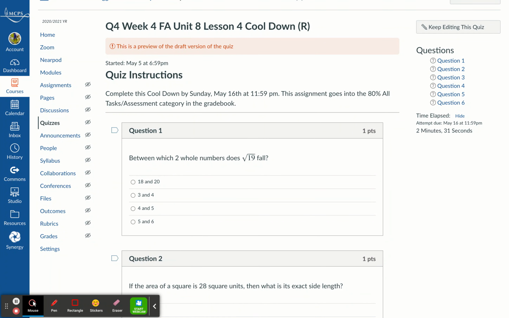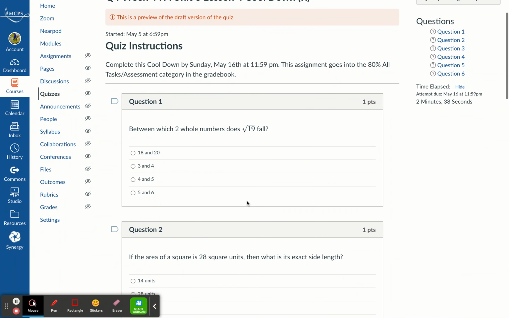This is the video for the reteaching of quarter 4, week 4 cool down. For number 1, it says, between which two whole numbers does the square root of 19 fall? So remember, a square root is just a number that you multiply by itself to get that number. So in other words, what number times itself would equal 19?